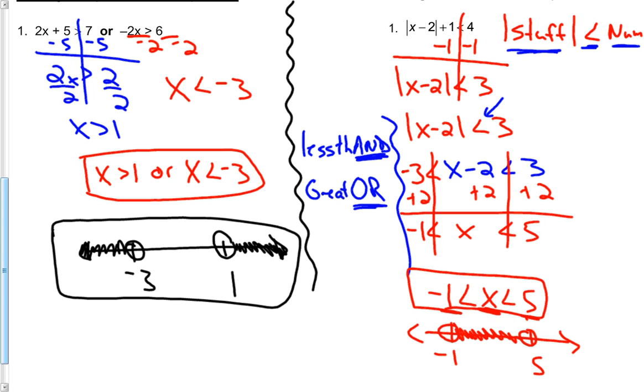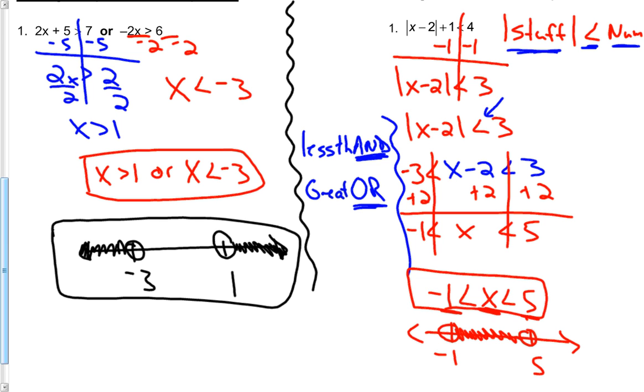Some heavy stuff here. Please, please just notice the only ones I ever have to change how they look are the absolute values, the ones I have to split up. Don't split the regular ones. The compound ones are already split. They're already compound. So please don't do that. That's where students make mistakes.